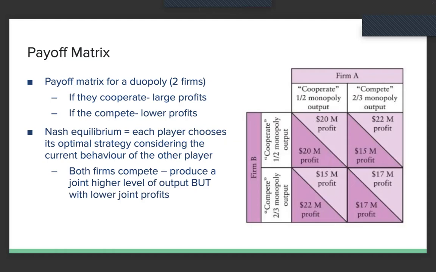So let's say you have firm A and firm B. If they cooperate, they have half of the market, so they get a 20 million profit each. If one cooperates but the other decides to compete, the competing firm gets a higher profit. And then if both decide to compete, then both firms get a lower profit, which is 17 million.